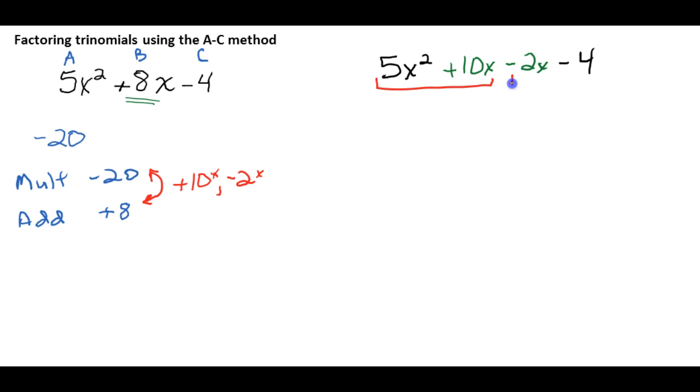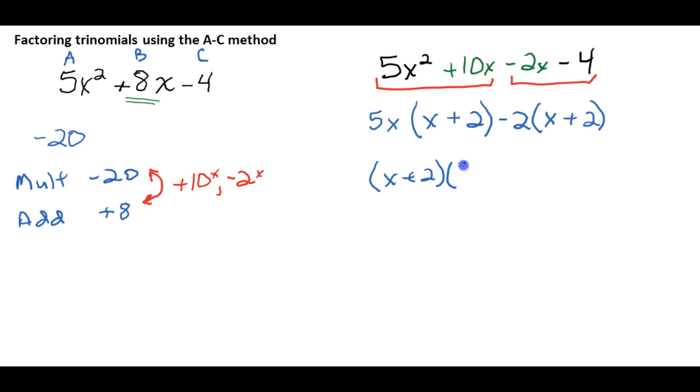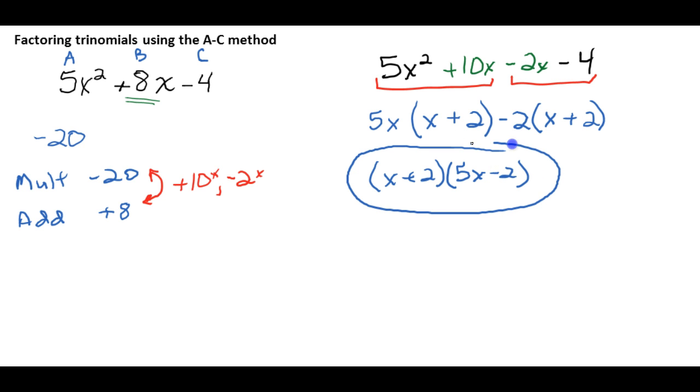Group the first two, group the second two, and be sure to bring the sign with you. What do the first two have in common? Well, a 5 and an x, and what's left is just an x and a 2. Now remember, you're trying to make this binomial match that one, and you need to factor out a negative 2 to make that happen. That makes positive x, positive 2, and then they have the common binomial factor of x plus 2, and 5x minus 2. And that's factoring by the AC method.